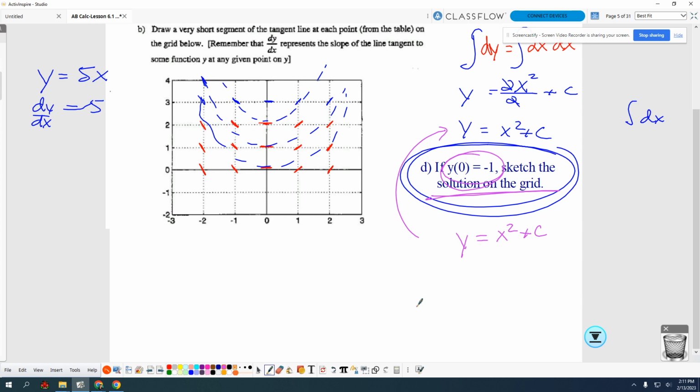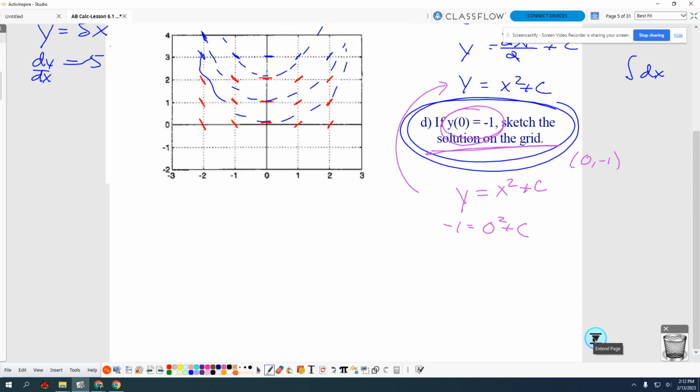No idea? Sam, what do you think? Is it the parabola? It's going to start at 0, negative 1. Yeah. So put in 0 for x, negative 1 for y, and solve for that c value. Kian, what is the c value going to be that makes this coordinate work?